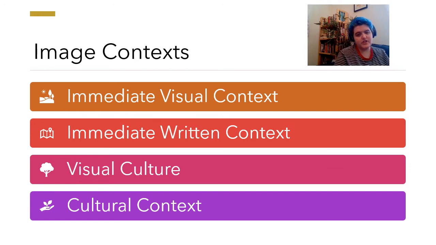All right, so today we're going to talk about 4 image contexts. We talked about 3 of these already. Last time we were talking about the parts of images, but I want to elaborate on them and practice using them more, as today you're going to finish up your context assignment. So first is the immediate visual context. Second, the immediate written context. Third, visual culture. And then the cultural context. And I will go over these in detail in just a moment.